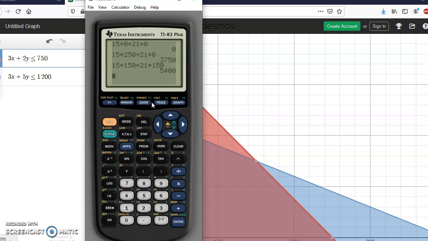All right, the last intercept was 0, 240. It's blocked by where I've got the calculator, but anyway, 15 times 0 plus 21 times 240, and we get 5,040 dollars in profit for the week. So it looks like of our 4 candidates here, the 5,400 is the largest of the bunch. So that's our maximum possible profit, and it occurs when we make 150 backpacks and 150 messenger bags. So there's the solution to that one.